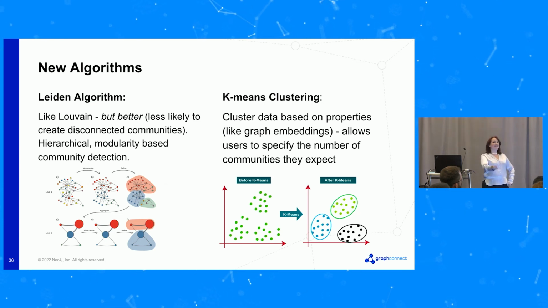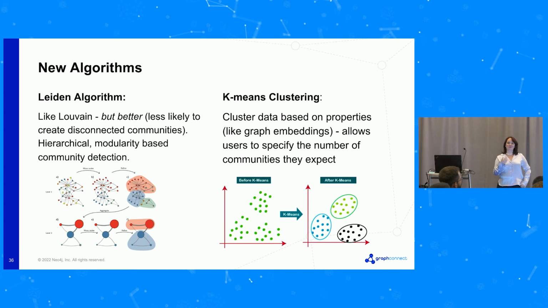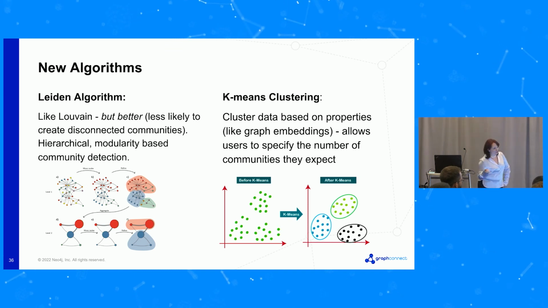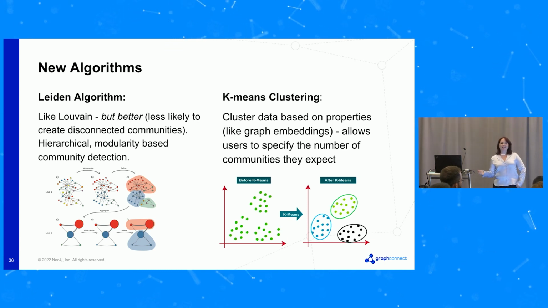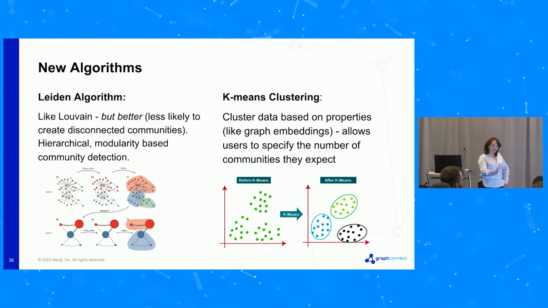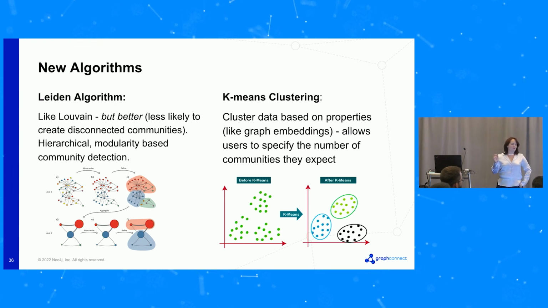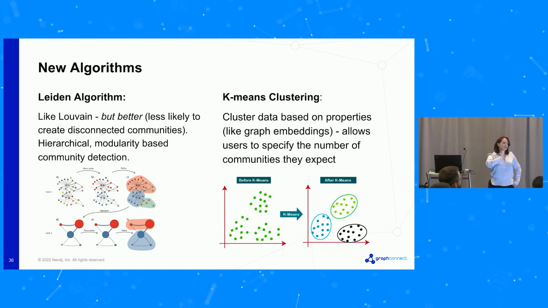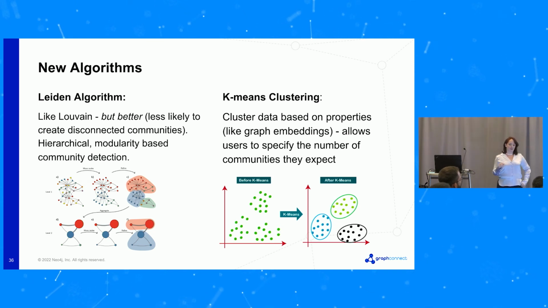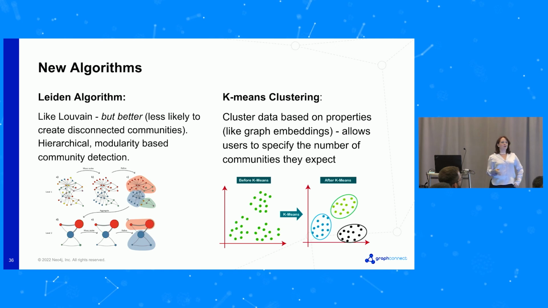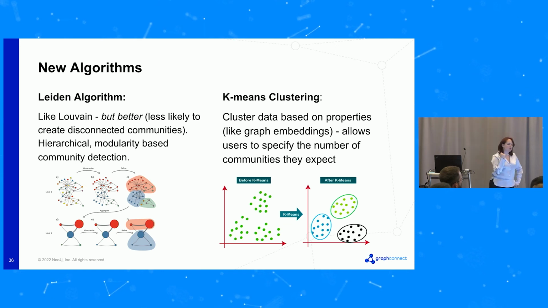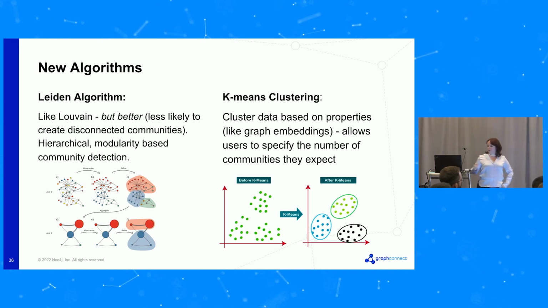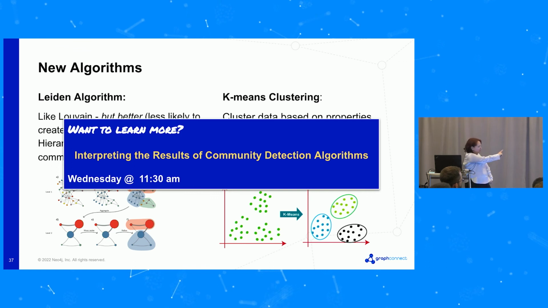We also have finally added k-means clustering. This was another frequent user request. I created my embedding and I want to stay in the unsupervised world. I don't want to train a pipeline. I just want to see how many clusters I have. Or I have some properties and I want to cluster my graph based on that. With k-means clustering, you get to say, I want this many clusters. We assign those labels.